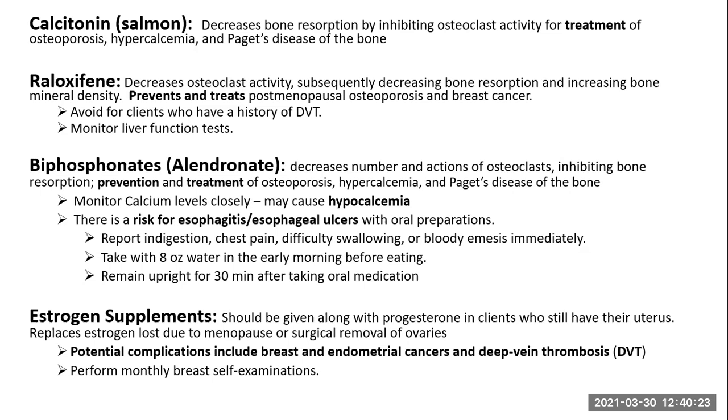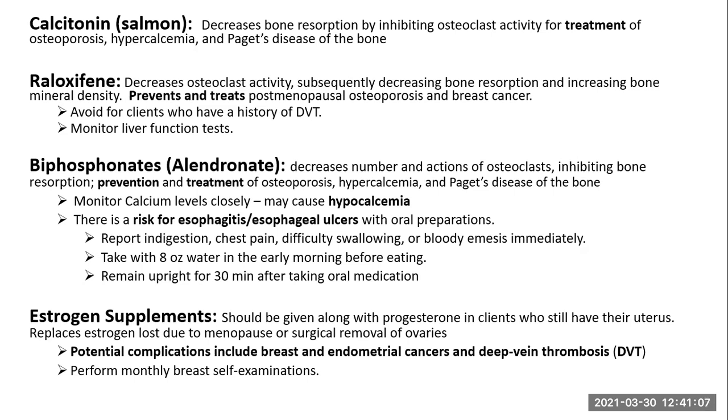Bisphosphonates, alendronate, another drug you need to know for your proctored exam as well as exam 5. It works by decreasing the number and action of osteoclasts, thus inhibiting bone resorption. It is used for prevention and treatment of osteoporosis. Again, it may cause hypocalcemia, so you must monitor, because how bisphosphonates work, they work to increase phosphorus. However, remember that inverted relationship between phosphorus and calcium. This could cause low calcium.